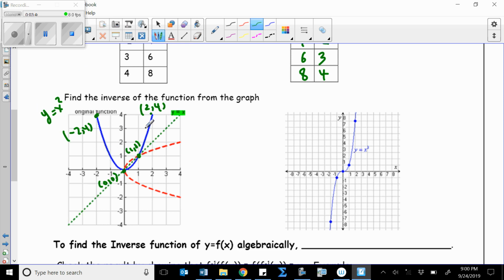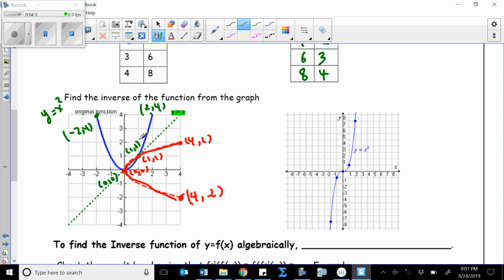Now we want to find f negative 1. All we need to do is to switch x and y. So 2 and 4 will be 4 and 2. And that's here, this point, 4 and 2. 1 and 1, if you switch x and y, it's not going to change. It's going to be the same thing, 1 and 1. 0 and 0 again the same way. And negative 2 and 4 will be 4 and negative 2, this point. And then we simply just connect the points to each other using the same pattern that we had on our original function. So this will be the graph of inverse function, like this.